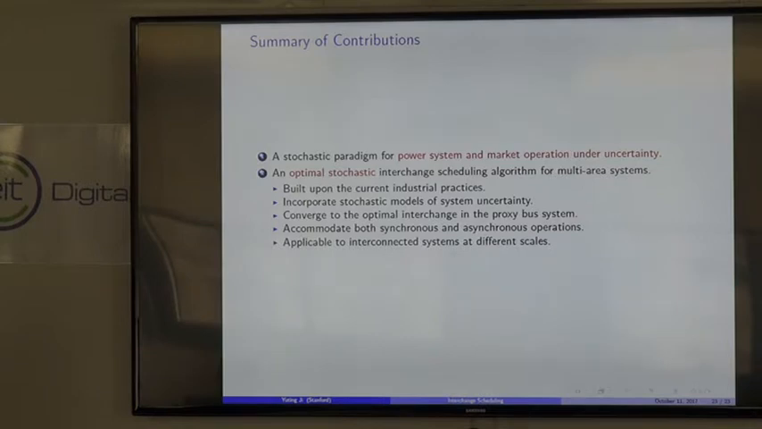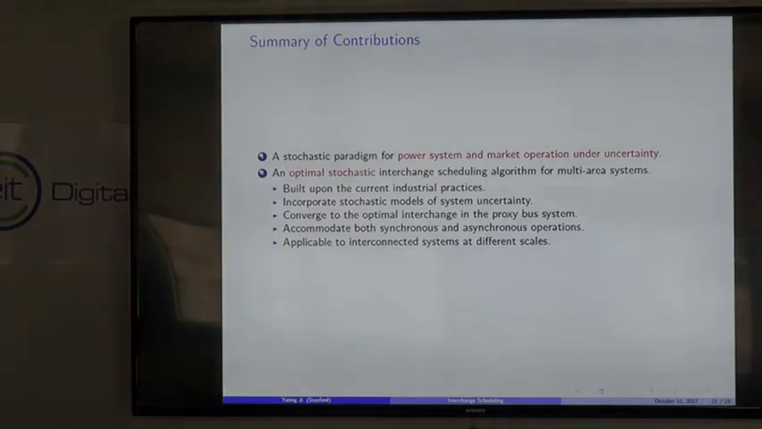And also, as I said in the beginning, it can be applicable to different scales of the system. In Europe, it can be used between countries. In the United States, it's between states. It can also come down to smaller scales in microgrids, like just a smaller area in a city or something like that. So that would conclude the talk.